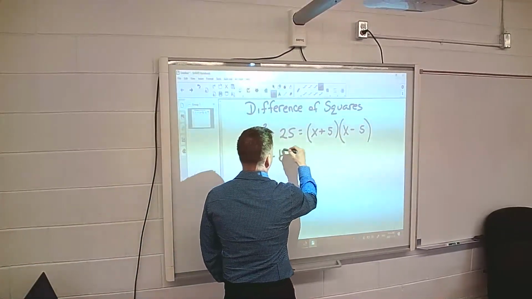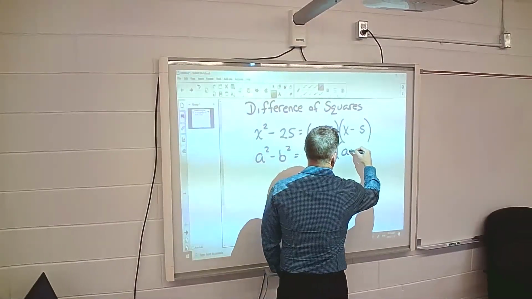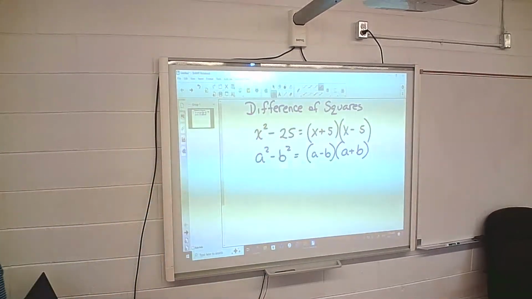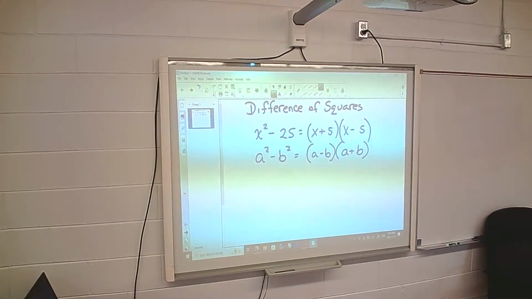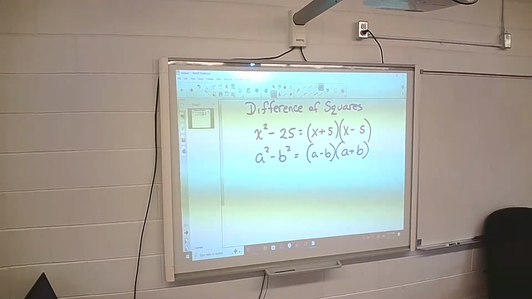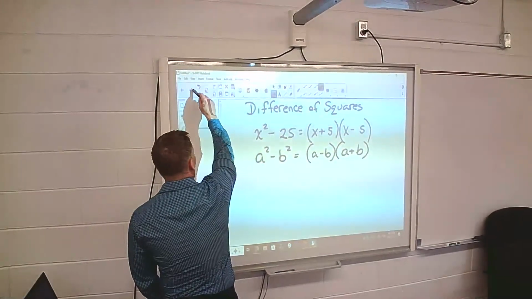A squared subtract b squared is a subtract b, a plus b. That's the one I'm going to refer back to all the time. When I use difference of squares, I'm going to say a squared subtract b squared is a subtract b, a plus b. It works all the time. So let's reverse the order of this and let's see why it works that way.